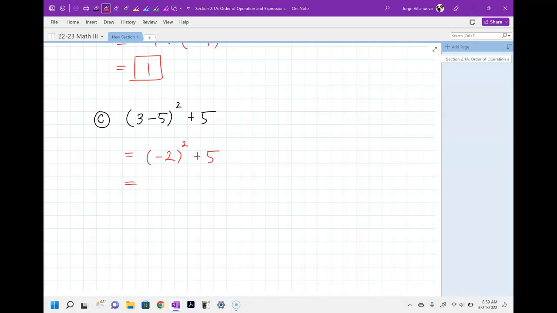It's 4. But if you punch in negative 2 squared on your calculator, negative 2 and then square, so you push this button like this, negative 2, and then you hit your square button like that. What answer does it give me? Does anybody know? It doesn't give me a 4. It gives me a negative 4. Is it wrong? No, it's right.